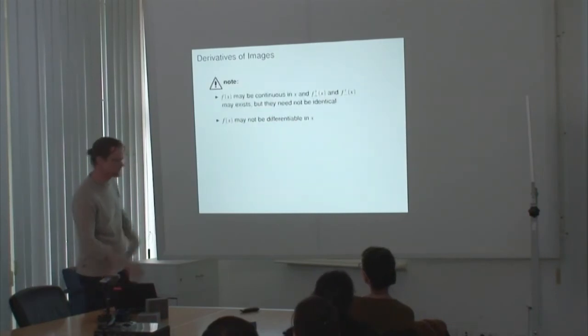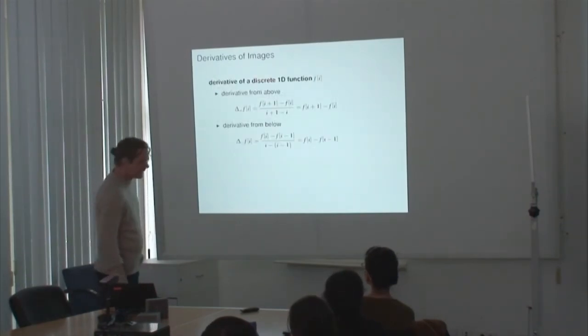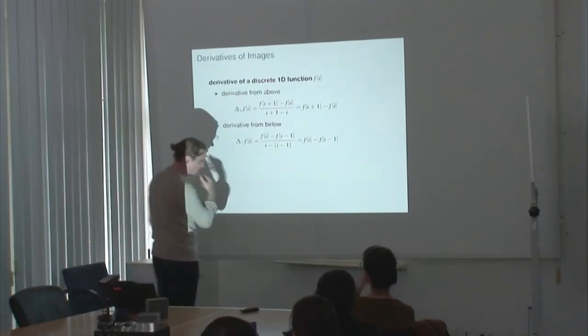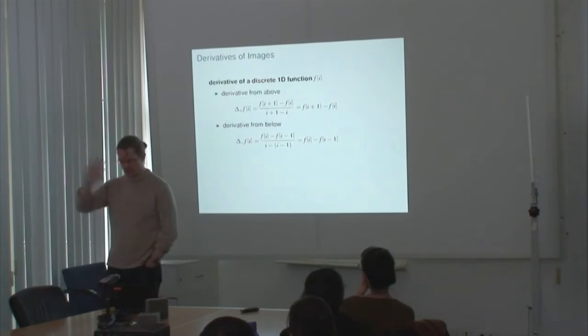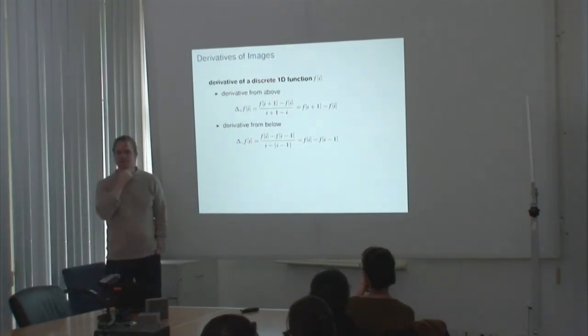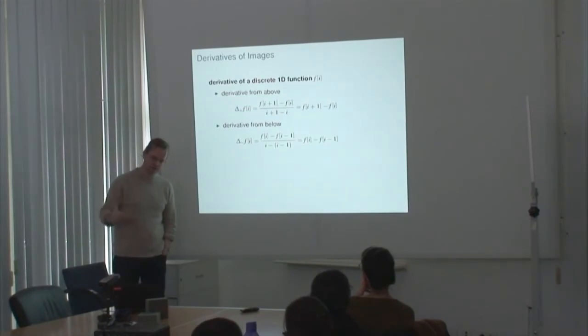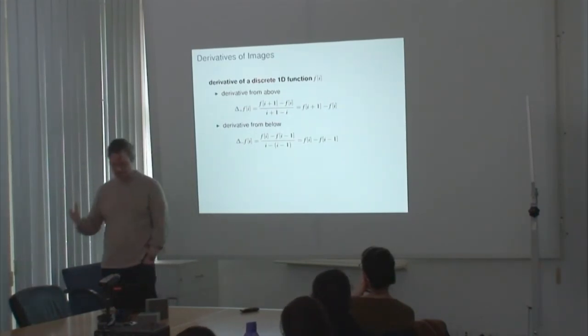But at least for continuous functions, we have a grasp as to what it means to be differentiable. Now, images are discrete functions or partial continuous functions, as you like. How then would we try to define the notion of differentiability of a discrete function?